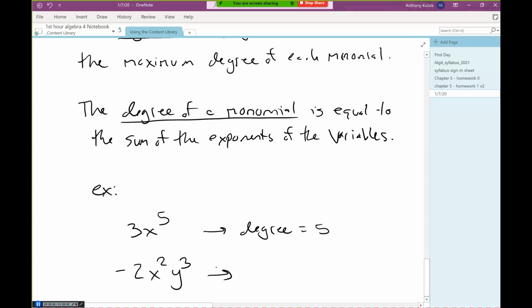If I have the monomial negative 2x squared y to the third, the degree for this monomial is 5 again. The degree on x is 2. The degree on y is 3. 2 plus 3 is 5.